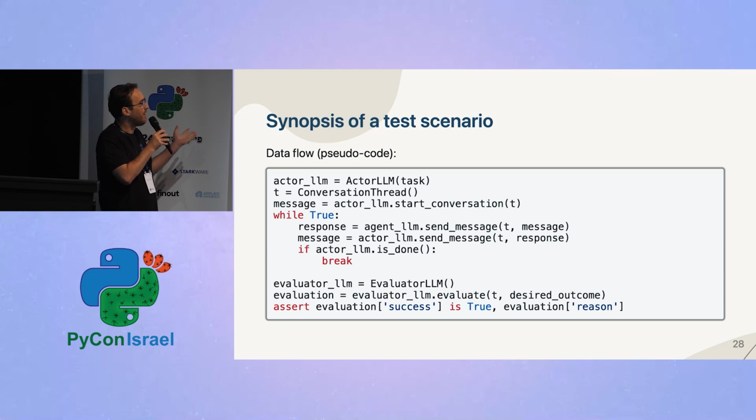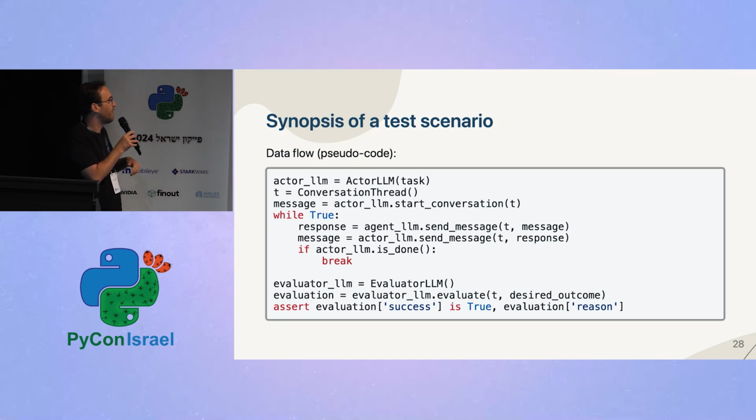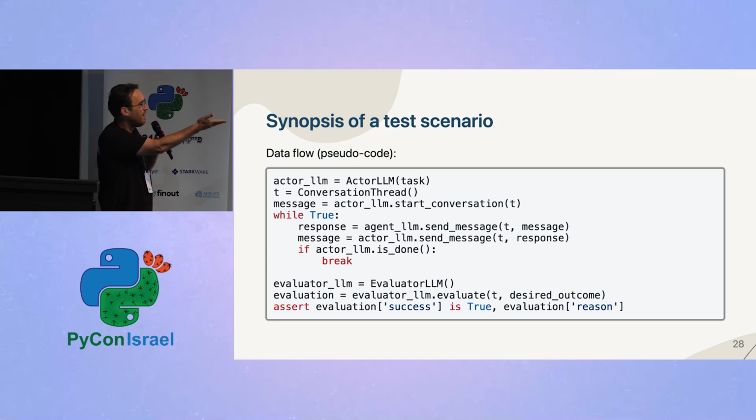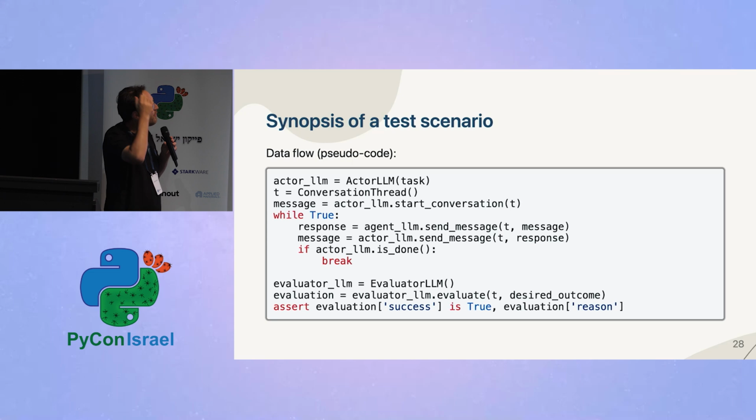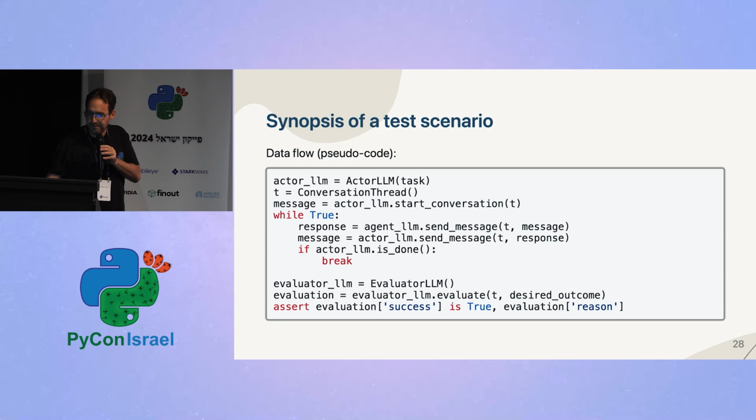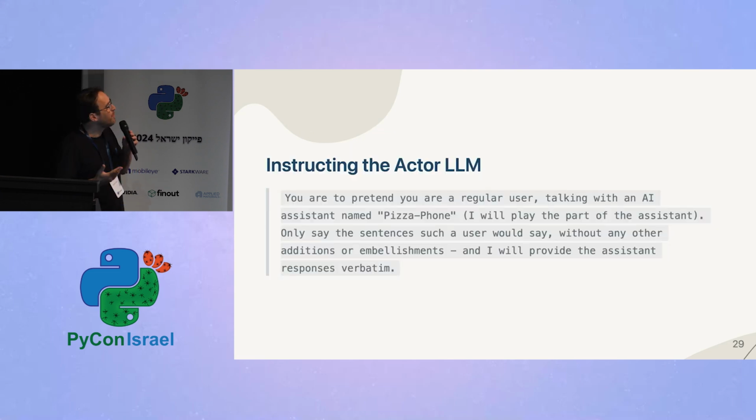And then we take the entire conversation and give it to the evaluator LLM. We get this JSON that we saw before. If it's successful, then great. If not, we have a reason why not. That's mostly the entire test code that we need, and also just a list of tasks and desired outcomes.